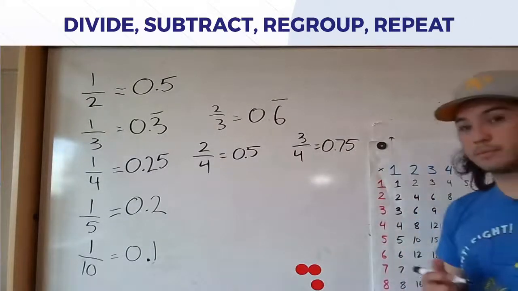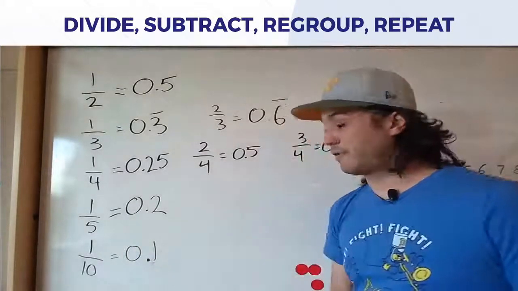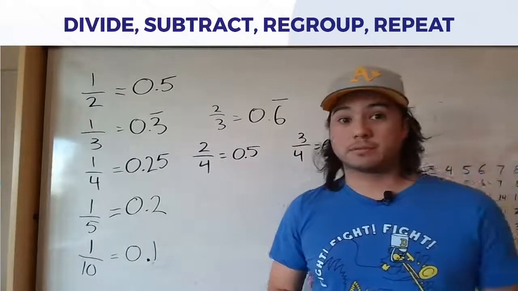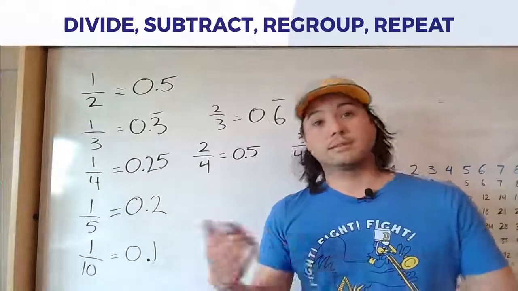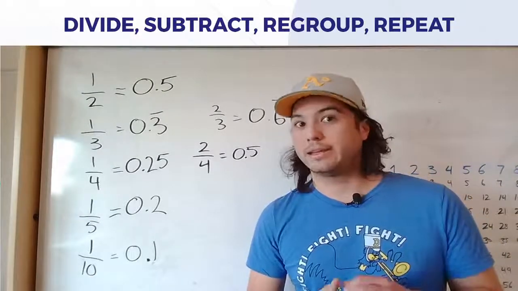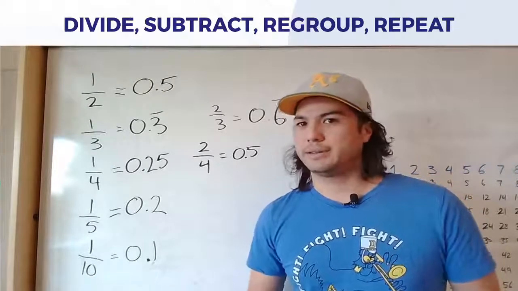And so on, okay? And then same with the fifths and the tenths, right? 2/5, 4/10, 3/5, 6/10, 4/5, 8/10, right? Following that pattern of repeated addition.